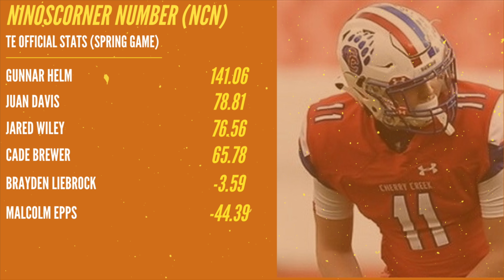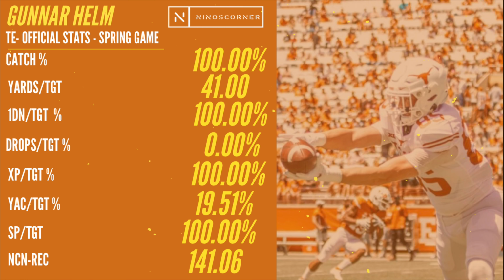But when it comes to the spring game, guys, the leading tight end when it came to the NCN was Gunnar Helm with 141.06. Just truly outstanding, guys. 1 target, 1 reception, 41 yards on that. A throw by Kai Money, by the way. He had, of course, a first down. It was a successful play. It was an explosive play also.